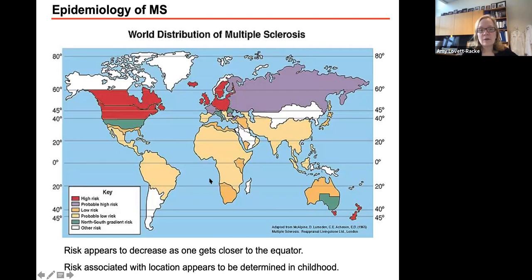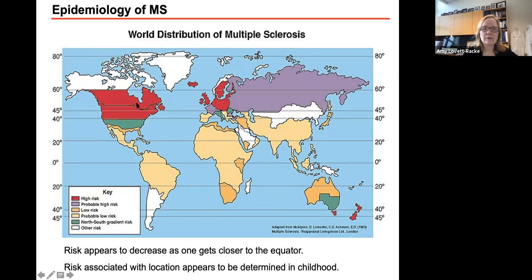So trying to figure out what the cause of MS is, there's been a lot of epidemiological studies done. And some of the very interesting data basically shows that the further you live from the equator, up here in the northern hemisphere, or way down here in the southern hemisphere, your risk of developing MS is higher.